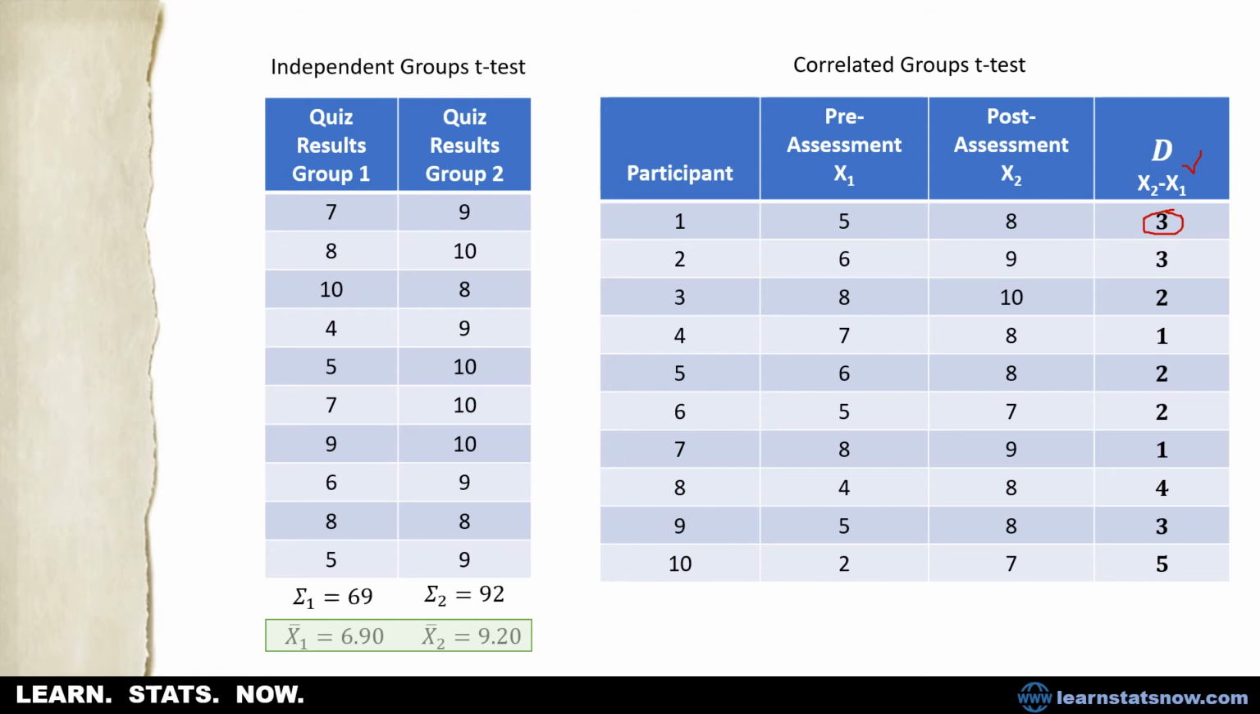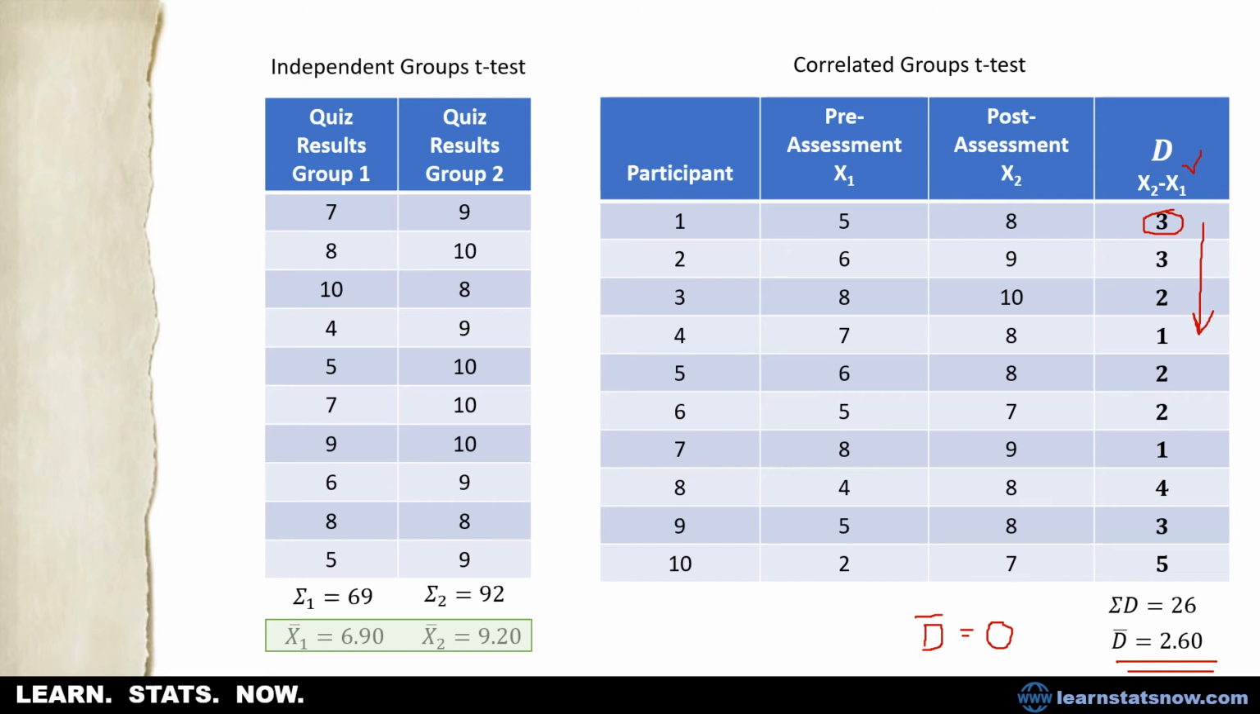Okay, so then what we're going to do is sum up all of these D scores, and in this case, we're going to get a sum of D equals 26, and then the mean of the D scores is 2.60. Now, if you think about it, if the null hypothesis is true, then there should be no effect over time, and the mean of the D scores should equal 0, right? So the null hypothesis is going to state that the mean of D is 0.